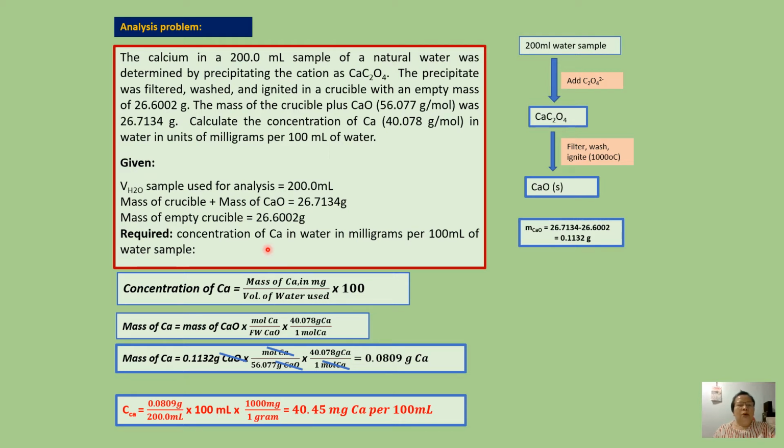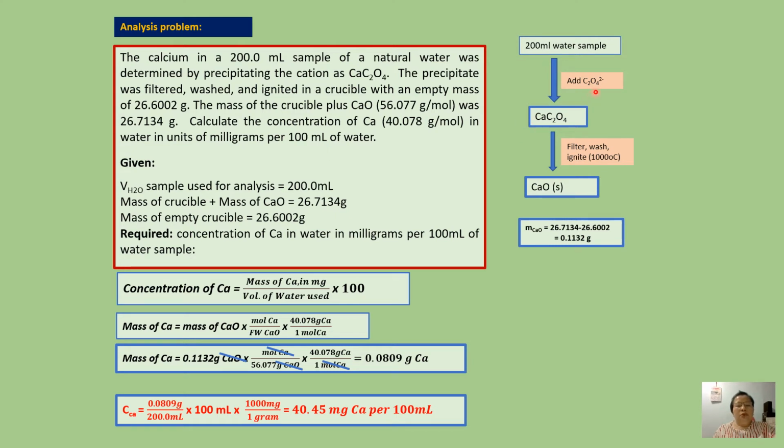But before I solve the concentration of calcium in water, let me show you first the flow diagram of the analysis. This is our water sample. We add into our water sample oxalate ion. The purpose of adding oxalate ion is to precipitate the calcium ion in water as calcium oxalate. This is a white precipitate, okay? The color of this precipitate is white.